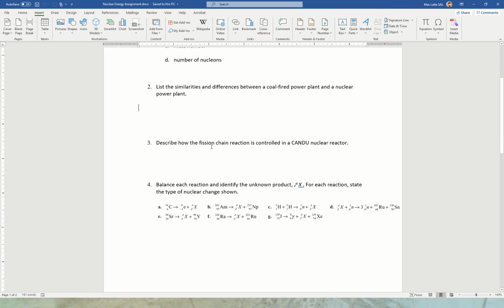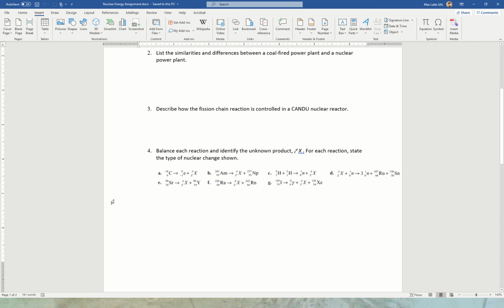Describe how a fission reaction is controlled by a CANDU reactor. Well, they have those cadmium control rods to stop neutrons so it doesn't get out of control. Okay, for this one here, let's go through that.